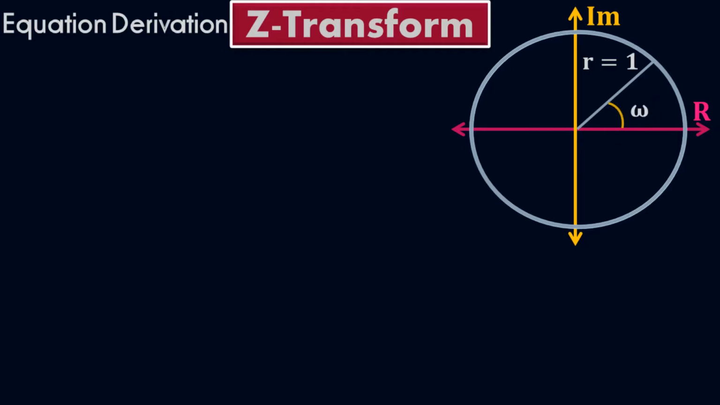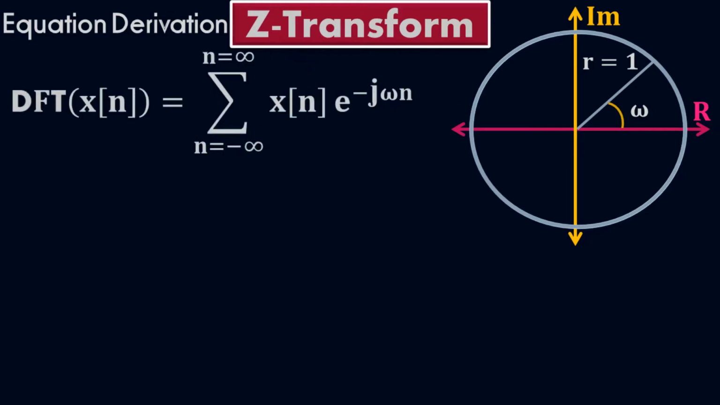Now according to the discrete Fourier transform, the discrete Fourier transform equals the summation of x of n times e to the negative j omega n, with n from negative infinity up to positive infinity. Look, this is the discrete Fourier transform of x of n. x of n is a source signal. So when you take the discrete Fourier transform, it equals the summation of x of n times e to the negative j omega n. This is the main equation for the Fourier transform.